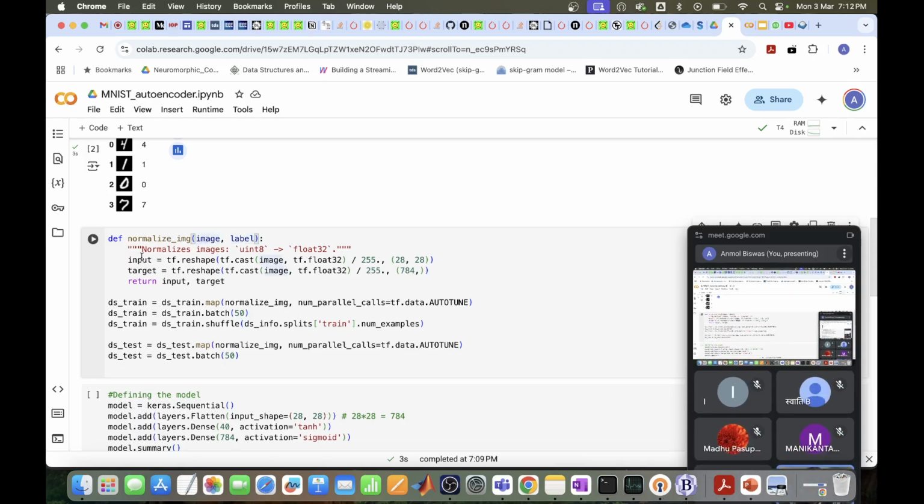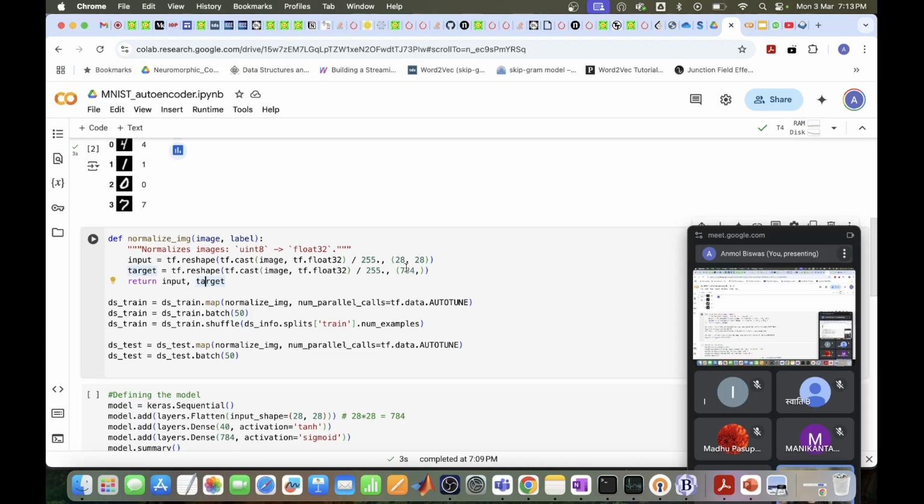The input is being normalized and reshaped, and the target is also normalized and reshaped, but the target is reshaped to a flat vector which has 784 values, which is 28 times 28, and then we return the input and target. So input and target are in fact the exact same values. The input has 28 by 28 shape, the target has 784 shape. We can also have both of them as 784.